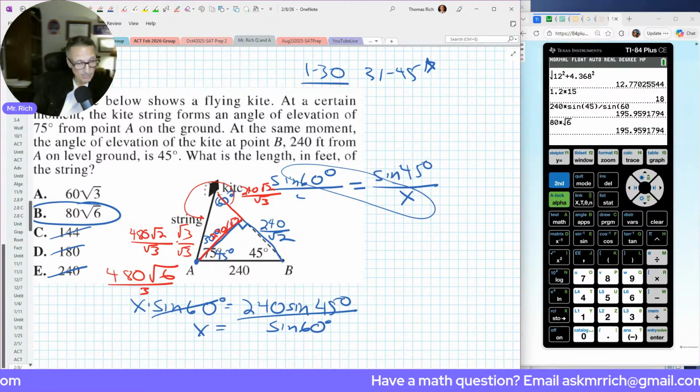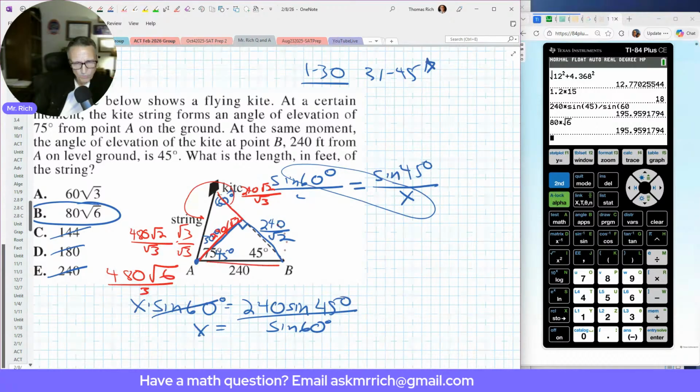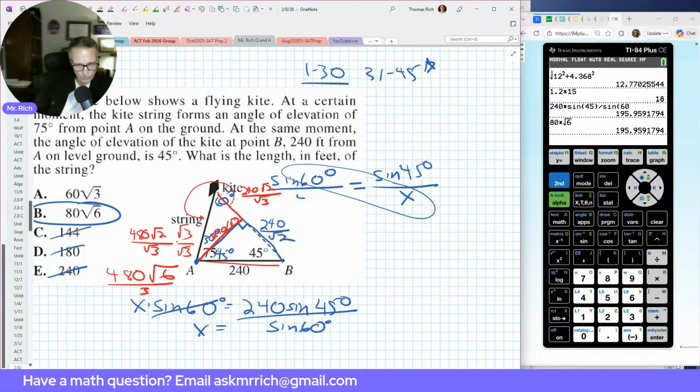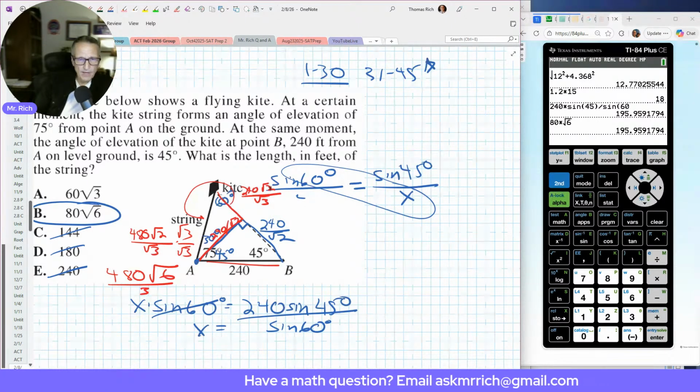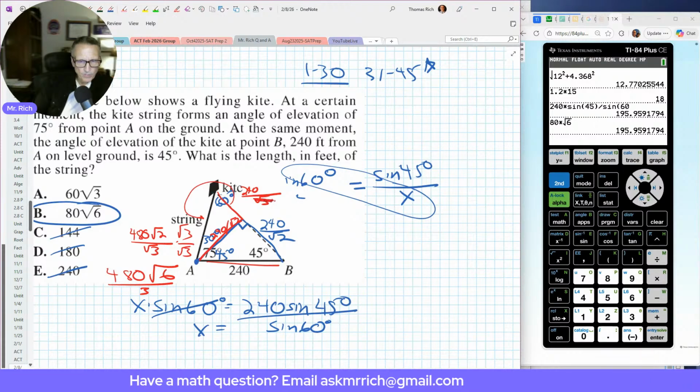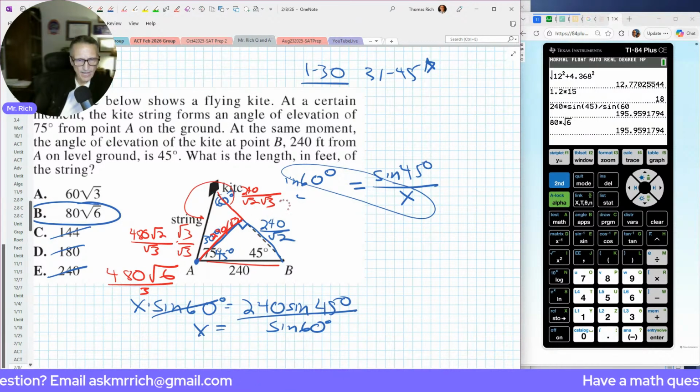Let's see, did I do that right? That doesn't look right. So if this is 240, that's 240 over root 2, dividing it by root 3. Oh, yeah, I see what happened. This is 240 over root 2 divided by root 3. So it actually becomes 240 over root 6.